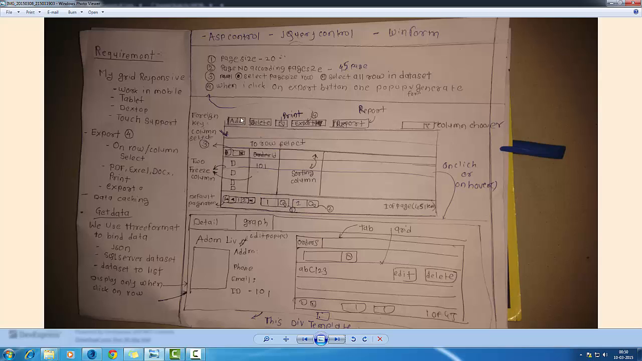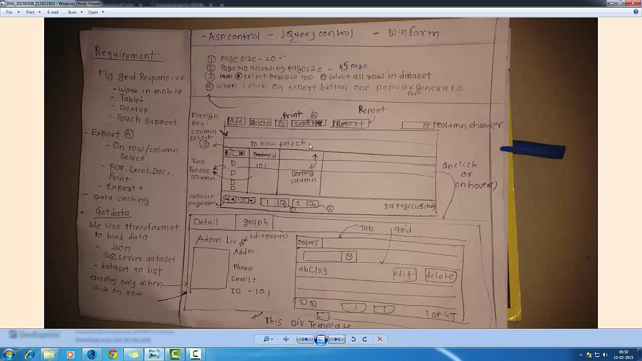So I want another checkbox here, outside the grid view. When I check this and export, all the filtered rows will be exported. When I click here, only 10 records will be exported. When I select one or two checkboxes, only those rows will be exported.